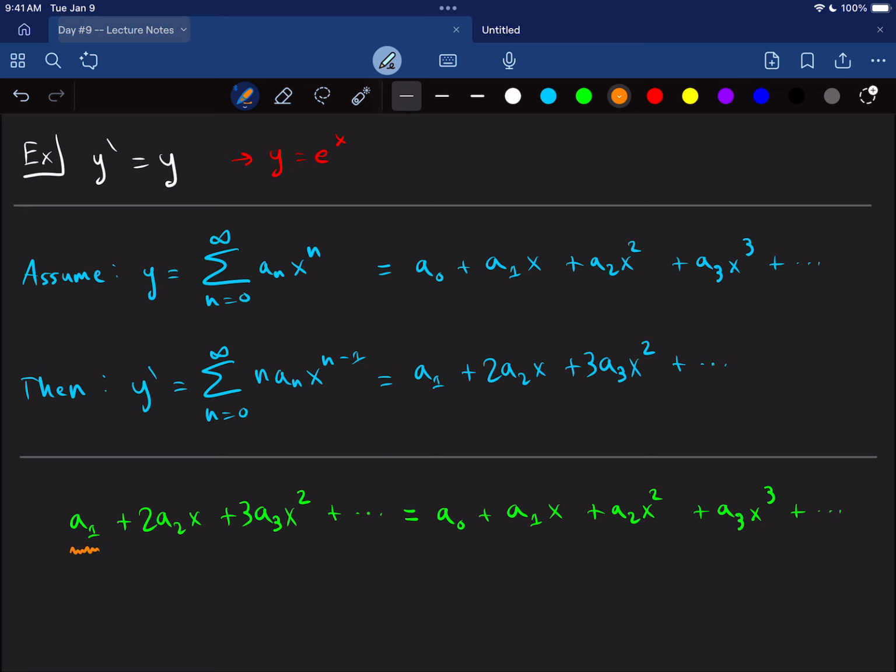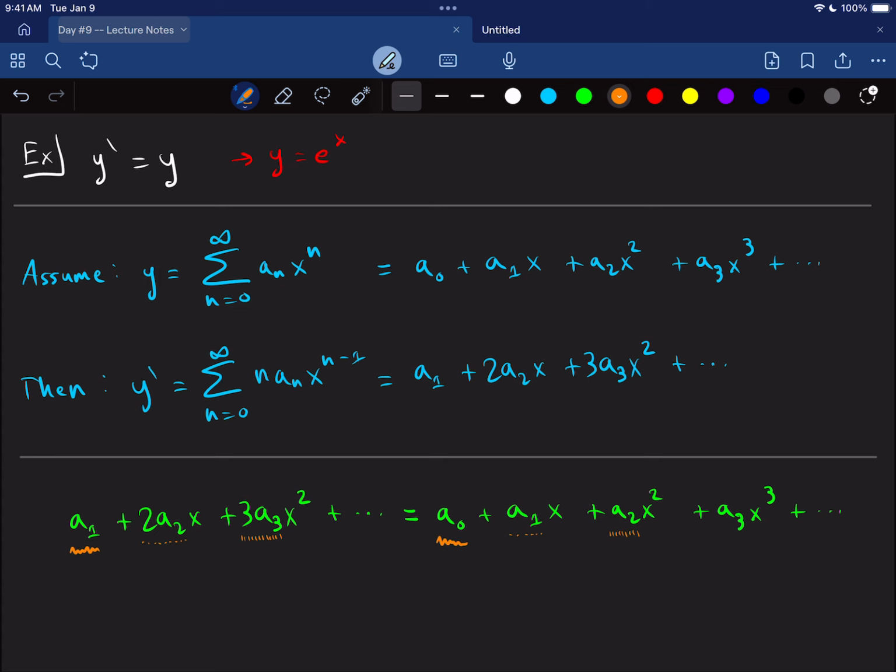2a2 times x has to be equal to a1 times x. I can get rid of the x's and I can just say, hey, 2a2 has to be equal to a1. So on and so forth. 3a3, I'll put some vertical dashes, just trying to mix it up a little bit. 3a3 has to be equal to a2. And we could just keep going, right? I could continue on with this if I wanted to, but we'll see that we don't really need to.